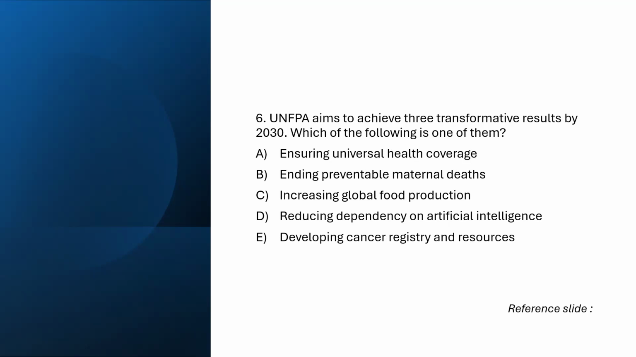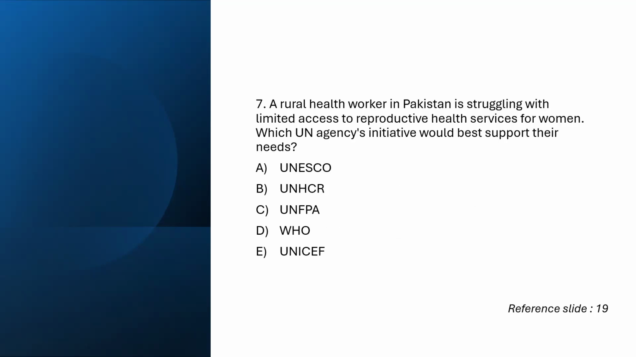MCQ number 6. UNFPA aims to achieve 3 transformative results by 2030. Which of the following is one of them? A. Ensuring universal health coverage. B. Ending preventable maternal deaths. C. Increasing global food production. D. Reducing dependency on artificial intelligence. Or E. Developing cancer registry and resources. The answer is B. Ending preventable maternal death. B is the answer.